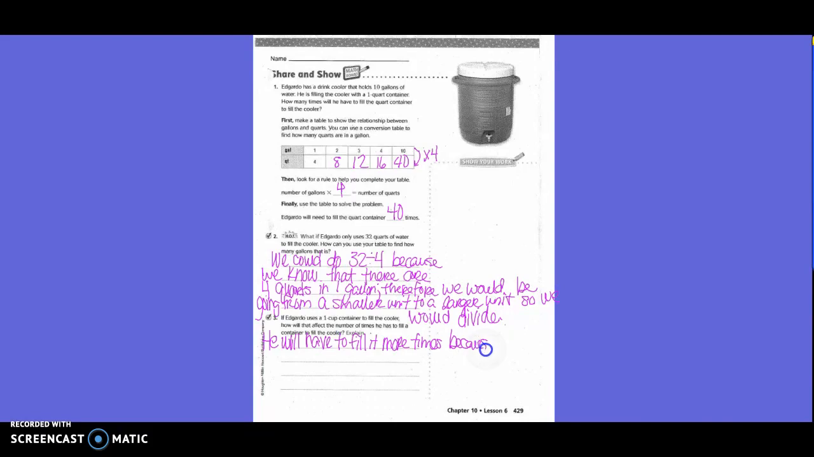Because 1 gallon equals what, guys? 16 cups. Equals how many quarts? 4 quarts. 1 quart equals what? 2 pints. And 1 pint equals 2 cups.